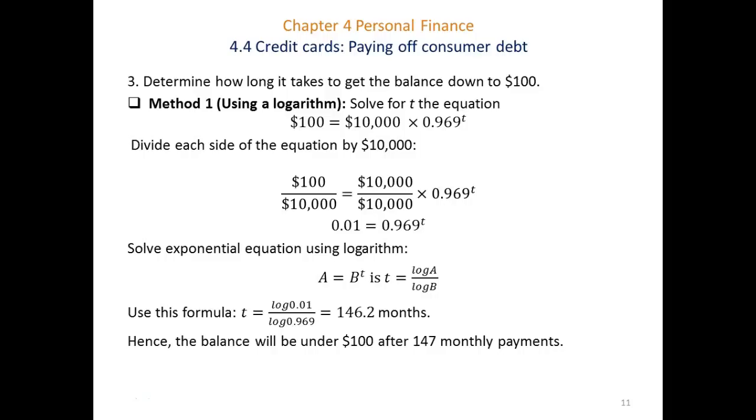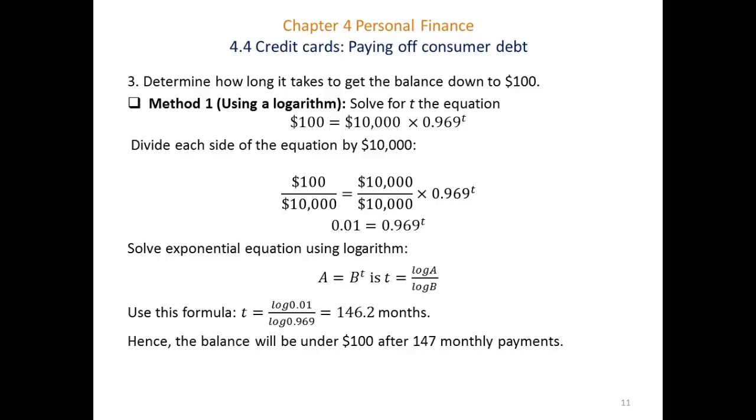3. Determine how long it takes to get the balance down to $100. Method 1, using the logarithm. Solve for t the equation 100 equals 10,000 times 0.969 to the power of t. Divide each side of the equation by 10,000. 100 divided by 10,000 is equal to 10,000 divided by 10,000 times 0.969 to the power of t. So 0.01 is equal to 0.969 to the power of t.